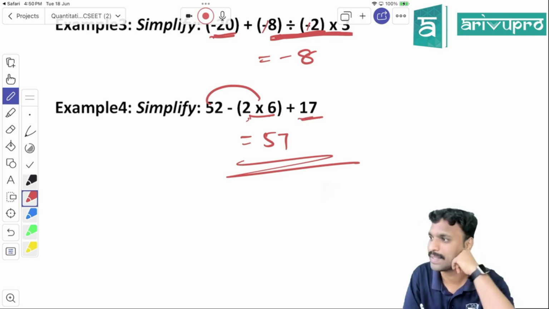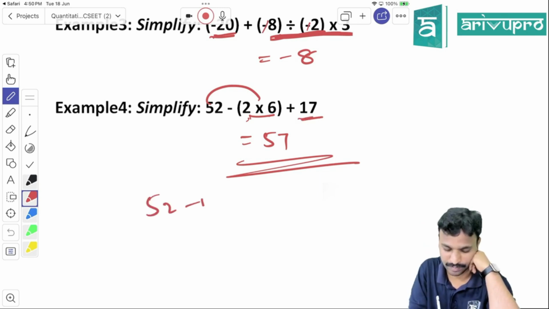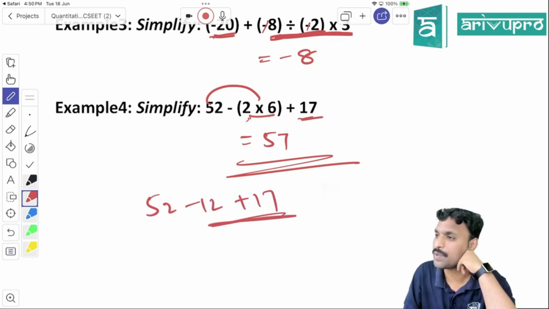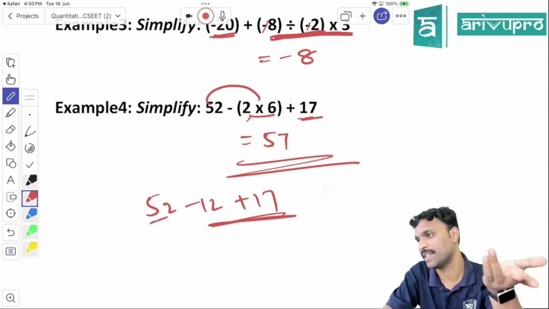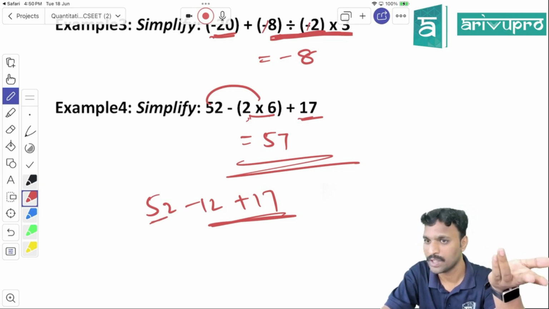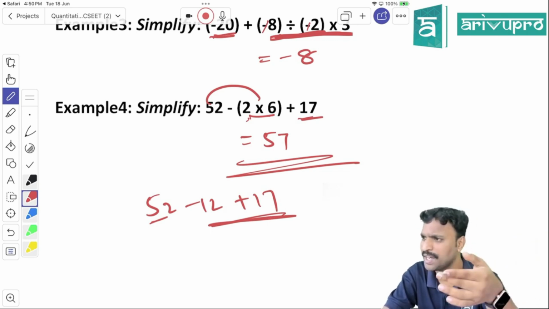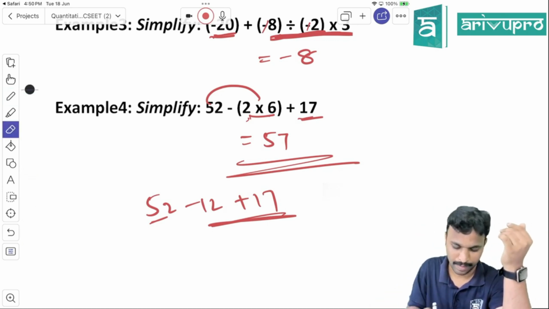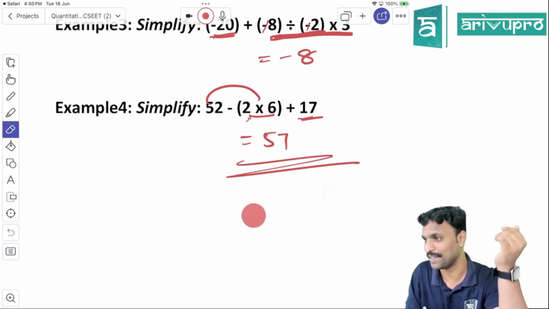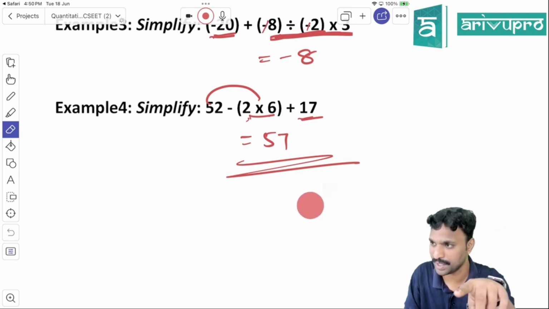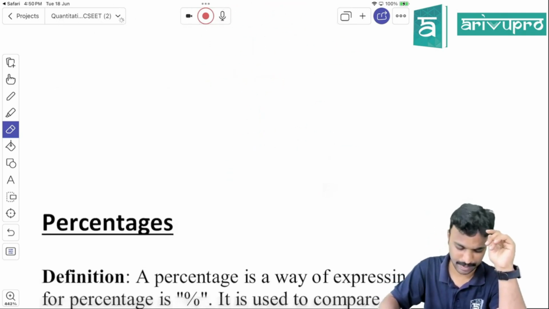57. You can do this way also. First addition. 17 minus 12 is 5. 5 plus 52, 57. This way also you can do. Addition first, subtraction next. Subtraction first, addition next. You can do any which way. But don't change the order of multiplication and division. First division gets the priority, then multiplication, then addition or subtraction.